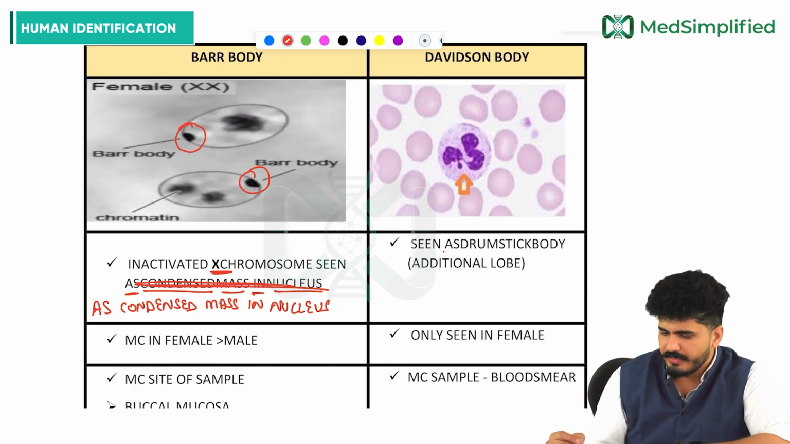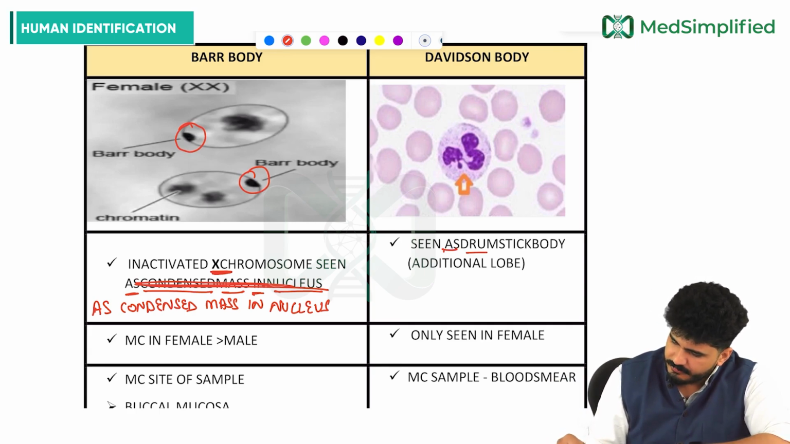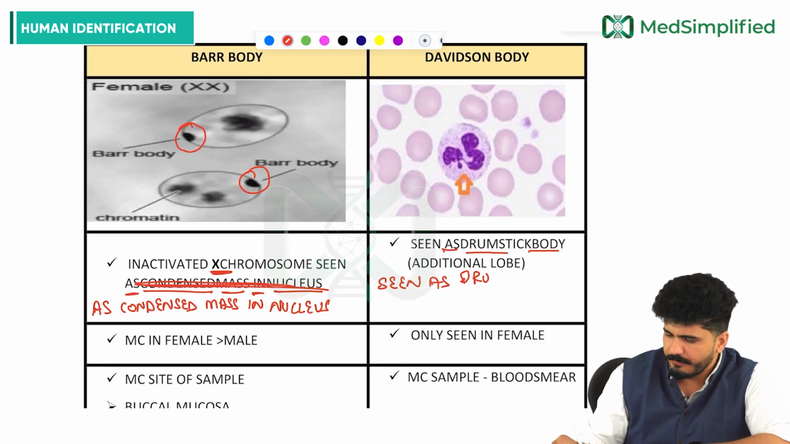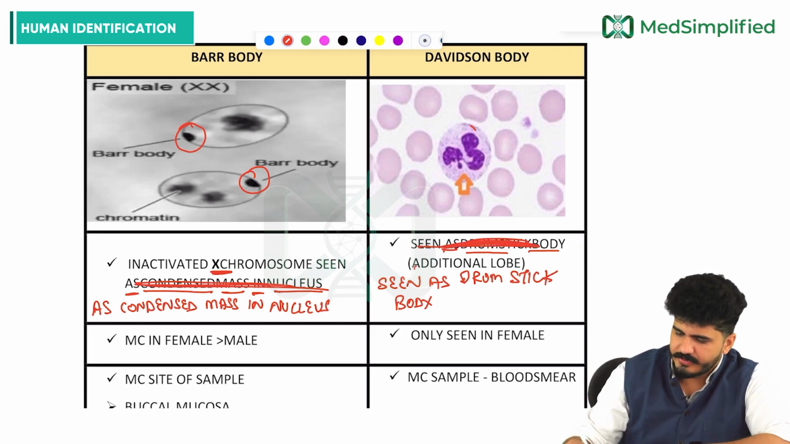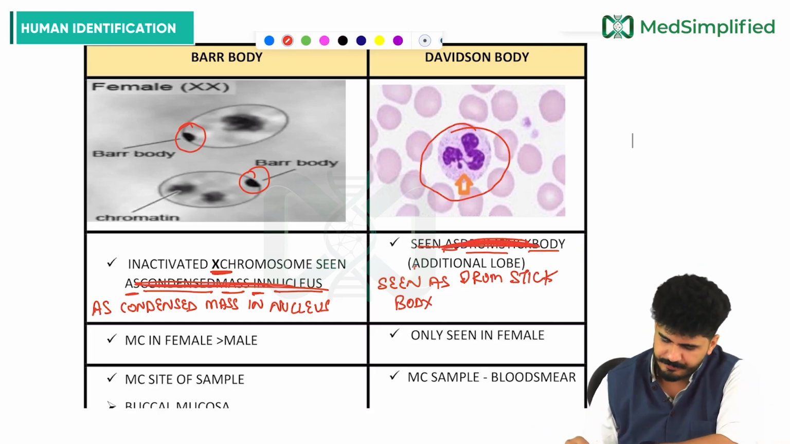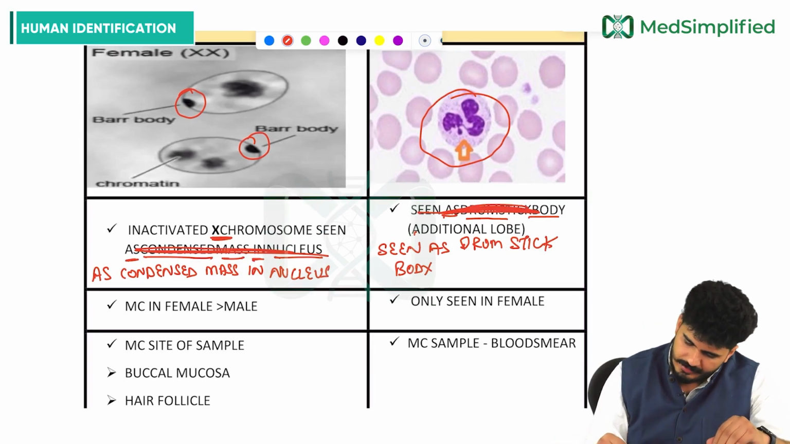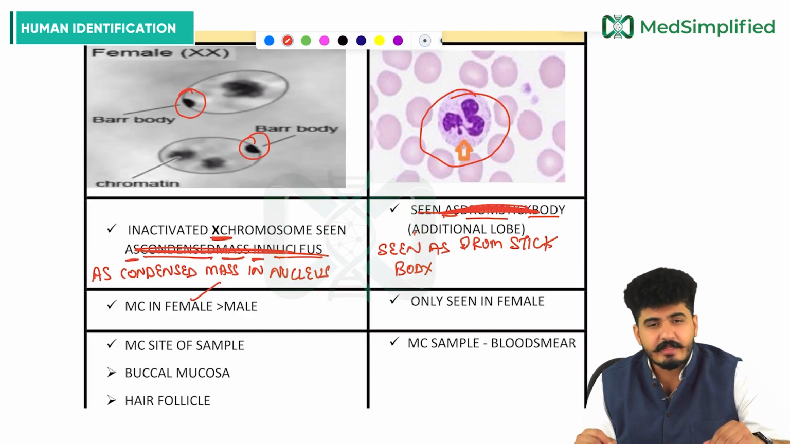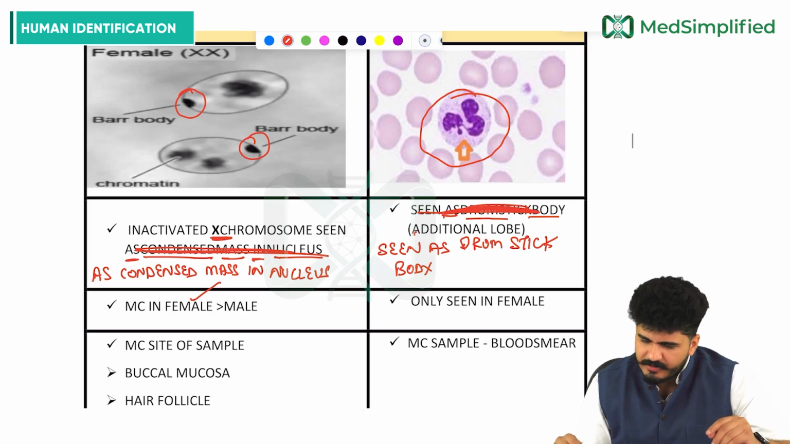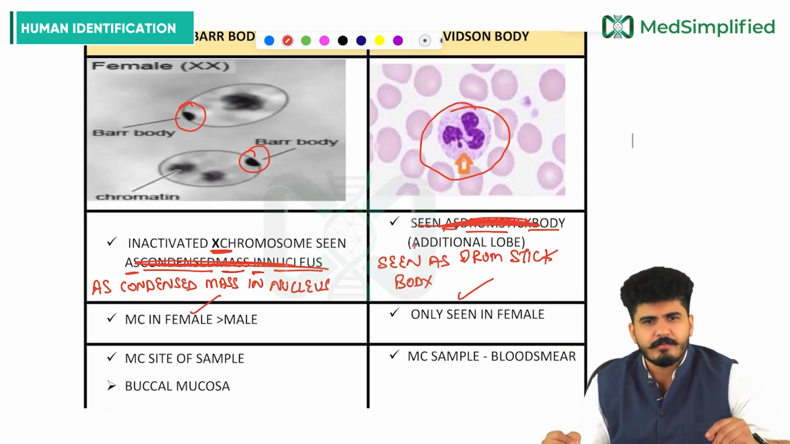The Davidson body is seen as a drumstick body; there is an additional lobe like this present, my dear friends. The Barr body is most commonly seen in the female. It might be found in the male, but the chances are least. The Davidson body, however, is only seen in the female.